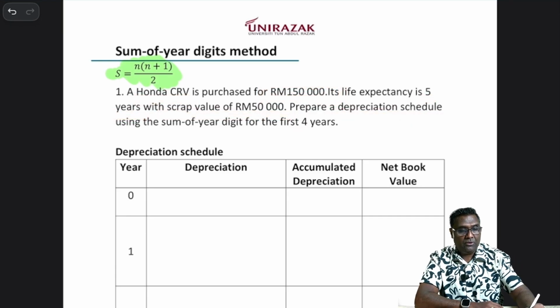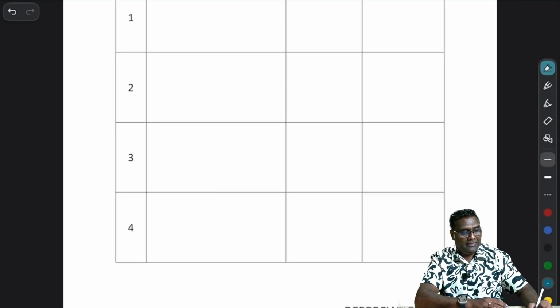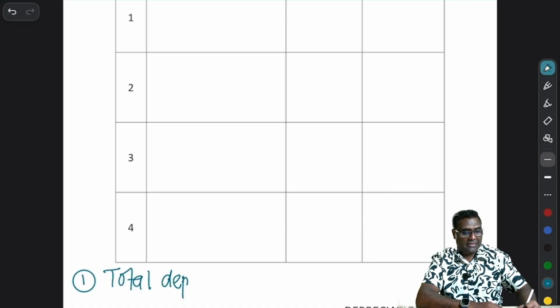First step in order for me to do that is I need to calculate the total depreciation. Alright, so how do I calculate the total depreciation? We have done this just now when we did straight line also. I will take the cost and I minus off with the scrap.